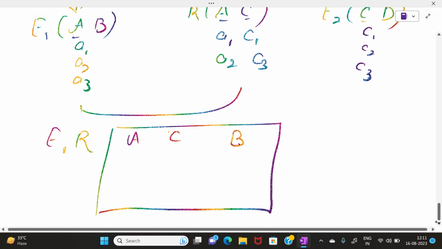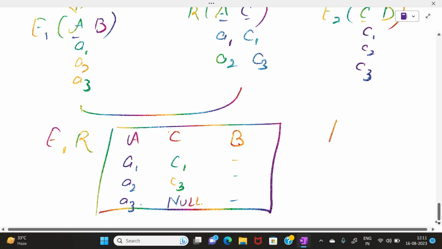Okay, this will be A, B and C, no issues. Here we have A1, A2, A3, and A1 is combined with C1, A2 is combined with C3, A3 has no combination, and then there will be some values. This value is definitely going to be null here.